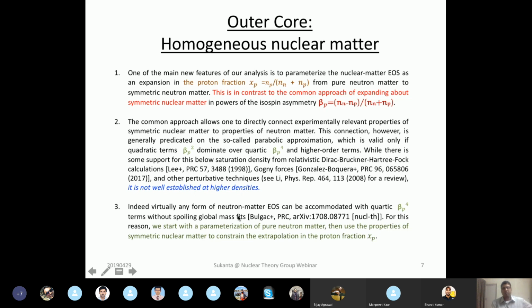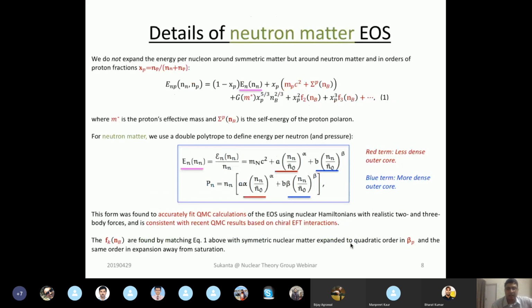So any form of neutron-matter equation of state can be accommodated with quartic terms without spoiling global mass fits, as was shown recently by Aurel Bulgark and his collaborators in this PRC paper. And for this reason, we start with the parameterization of pure neutron matter and then use the properties of symmetric nuclear matter to constrain extrapolation in the proton fraction. So this will be the rationale we adopt in this next slide, slide number 8.